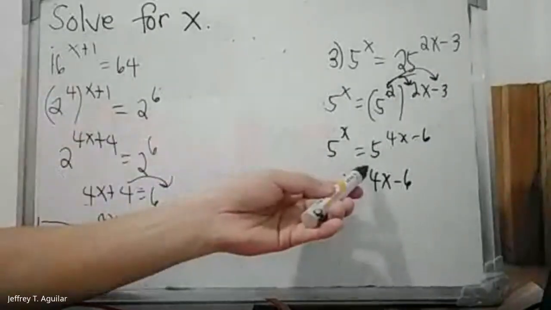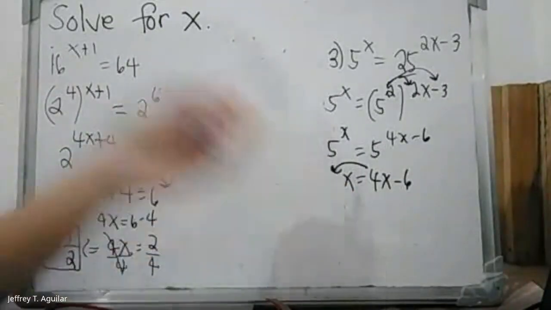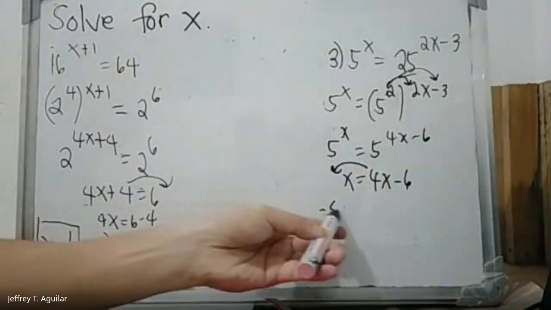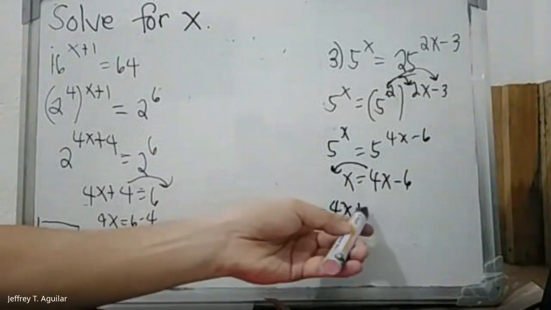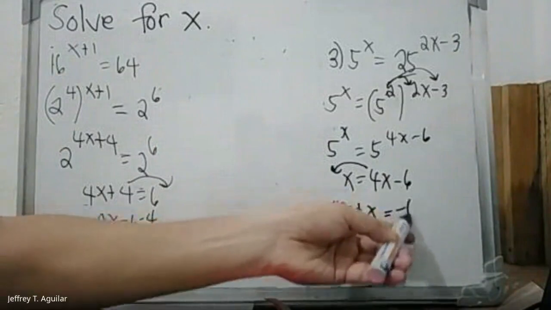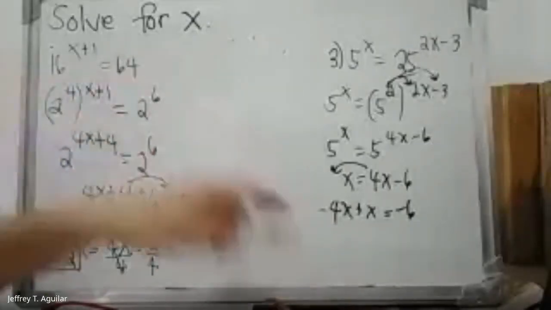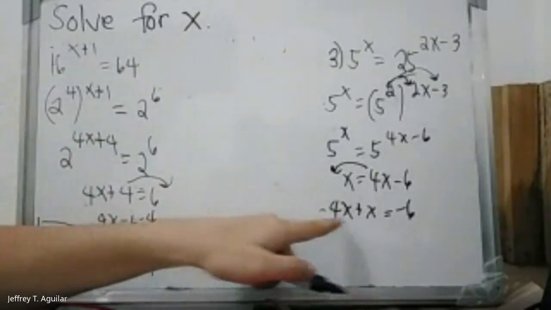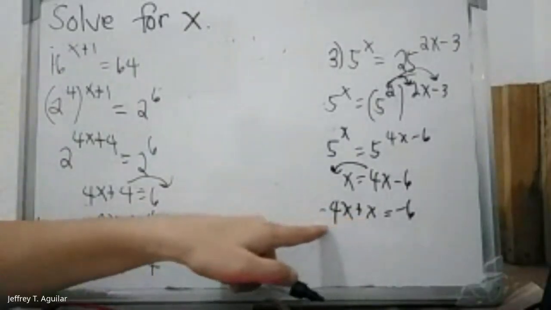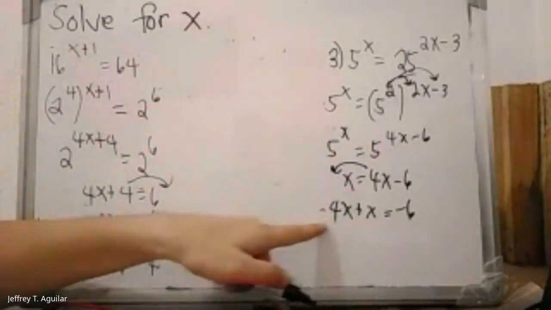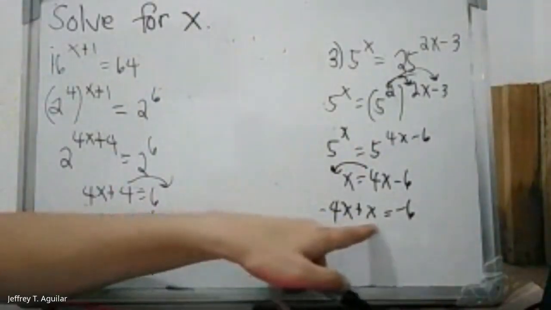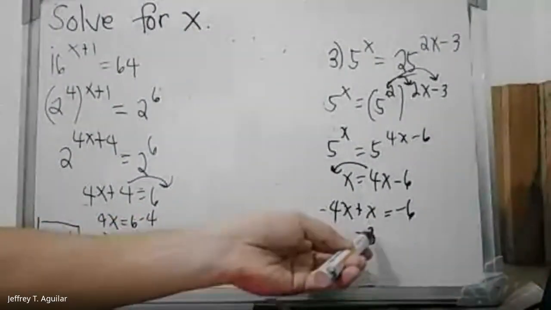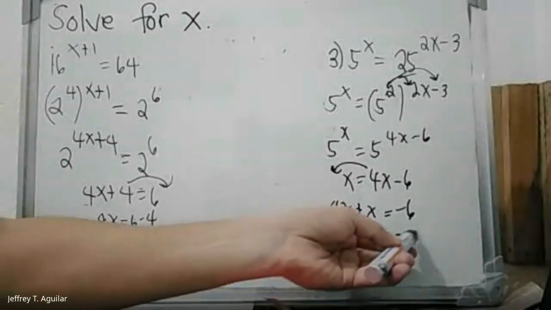Now, we are going to transfer 4x to the left. So from positive 4x, it will become negative 4x plus x equals negative 6. What is the result of negative 4x plus x? Again, the simplified figure is that we are going to subtract because they are having different signs. So negative 4 plus 1, that would become negative 3x, which is equal to negative 6.